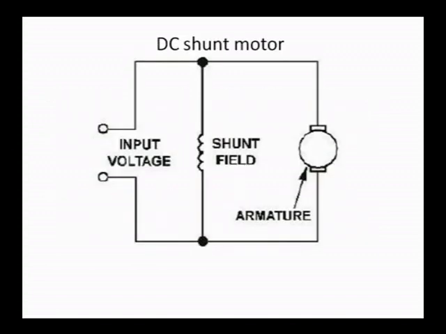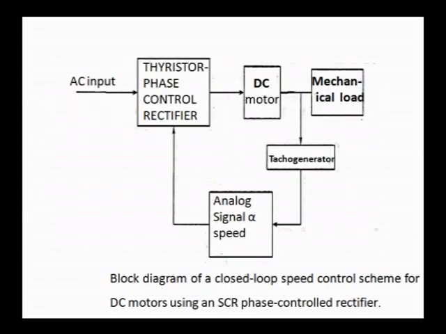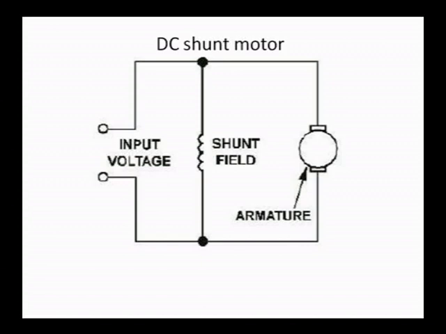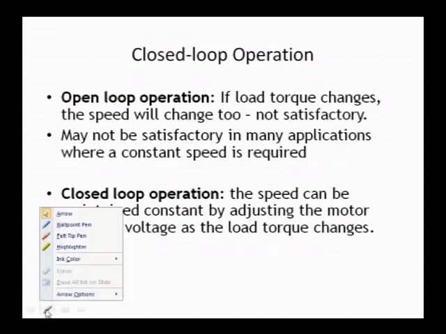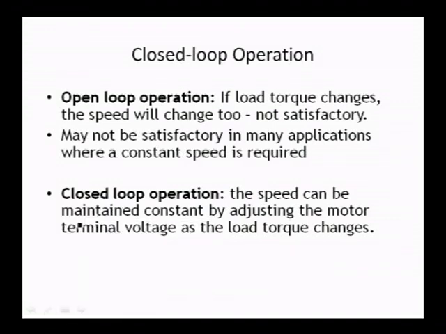Shunt field winding and armature. By varying the flux, we can vary the speed of a DC motor. By varying the voltage, also we can vary the speed of a DC motor. By varying the armature resistance, we can vary the speed of a DC motor. So, there are two motor control methods: one is open loop operation, another one is closed loop operation.